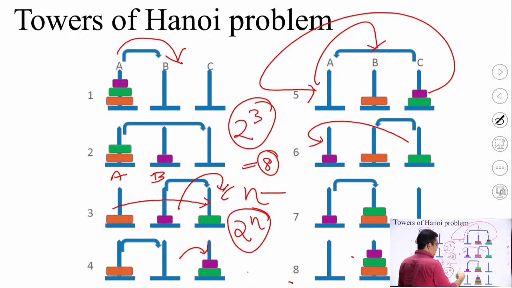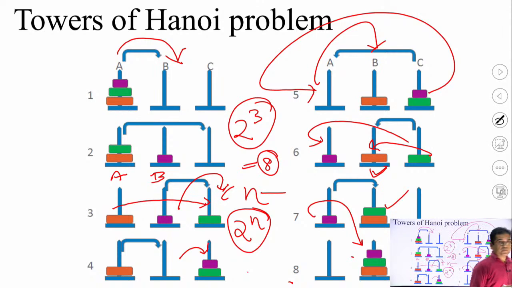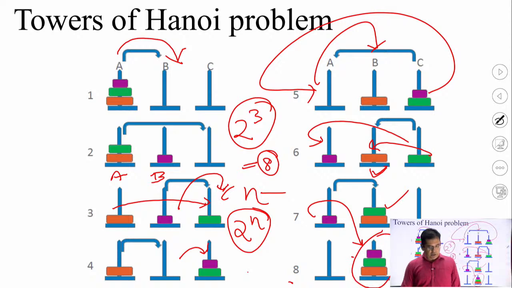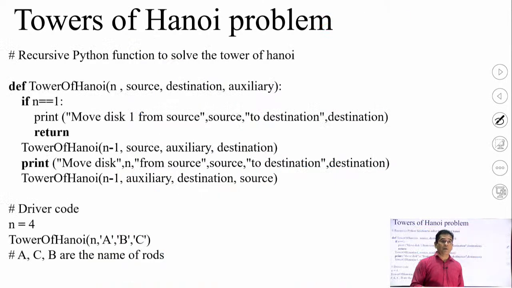Now the next step, transfer this green to the middle part, because the largest size disk came at the bottom. Now the middle size disk comes above this largest size disk, and at last this smallest size disk jumps from here to here. Means in the 8th step, we come to the required position. Tower A is empty, tower C is empty, tower B contains 3 disks, and these 3 disks are in the order as per the requirement. So this is the tower of Hanoi problem.